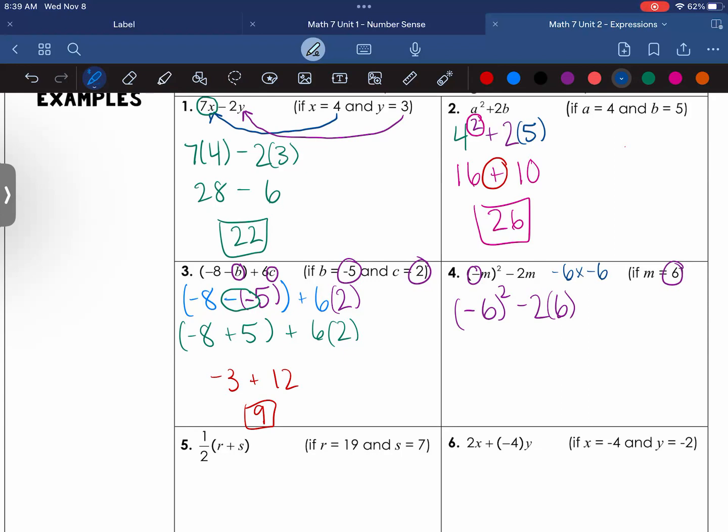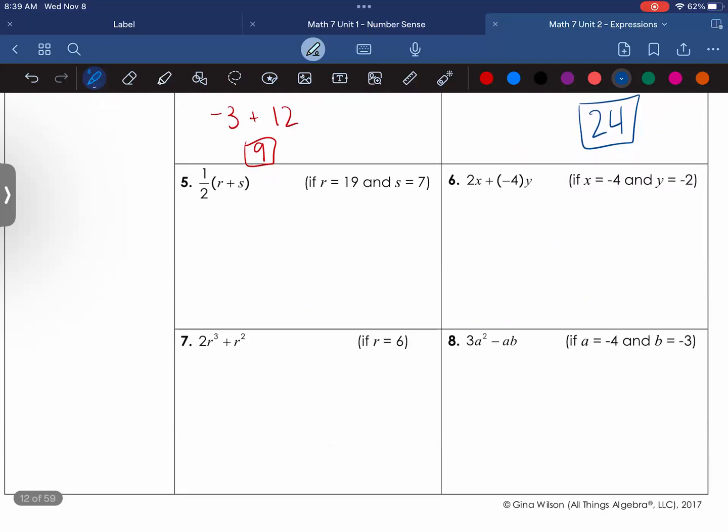Go ahead and pause here and solve the rest of the expression. Okay, you should have paused and hopefully you got an answer of 24. If you did not, go ahead and raise your hand, ask for help.